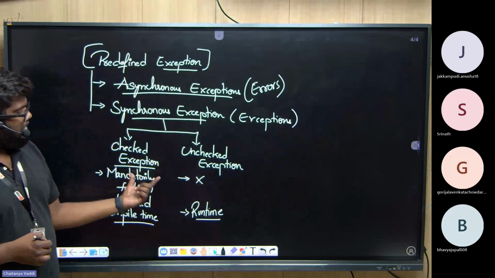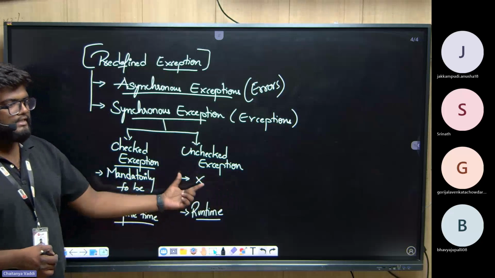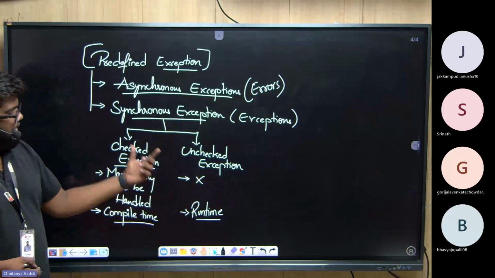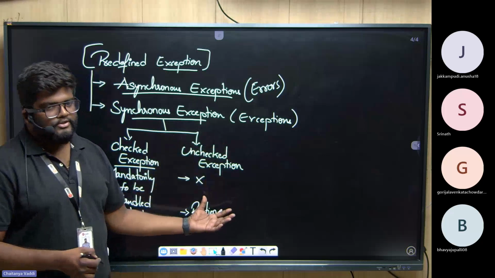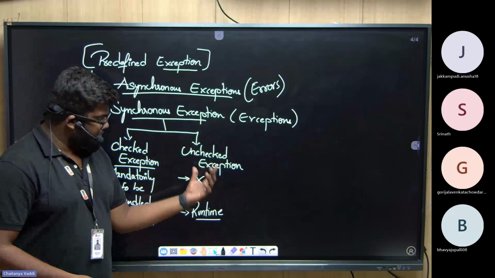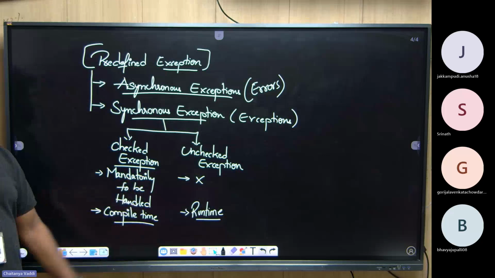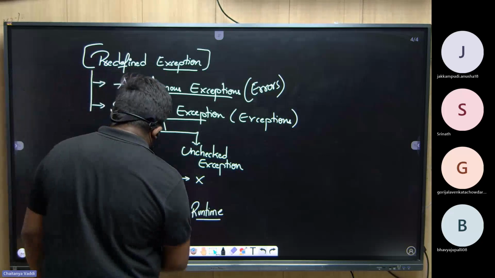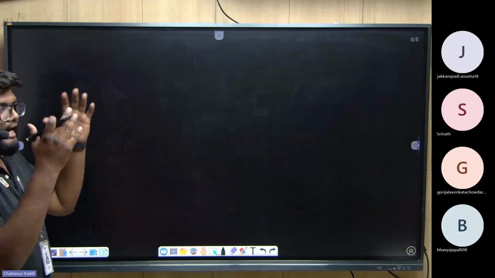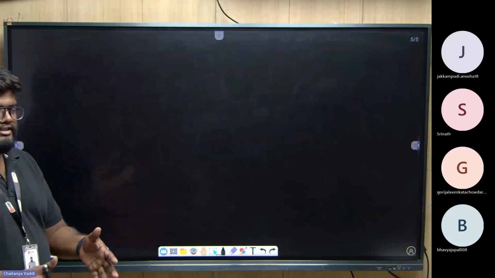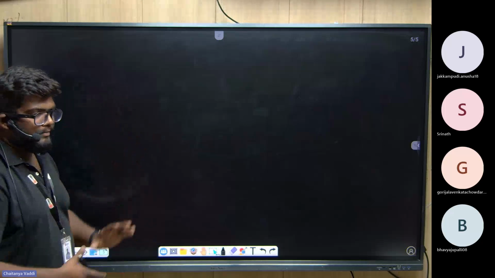Now there are checked exceptions and unchecked exceptions as a part of synchronous exceptions. Checked exceptions need to be handled mandatorily, and unchecked exceptions can be left out like that. These are runtime exceptions, these are compile time exceptions. But we have to understand the structure behind this, the architecture, the hierarchy of exceptions, and how they are implemented in Java.